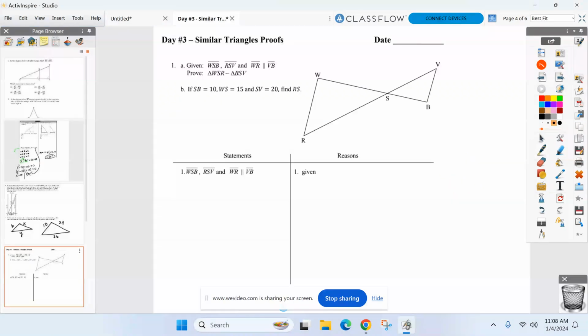Let's see, what are we given? WR and VB are parallel to each other. Good old days, parallel lines. Throw some arrows on those, right? Prove the triangles similar. All right, so I need two pairs of angles because I hate to break it to you, you're not proving these triangles congruent. There's no shot. We have nothing about the sides.